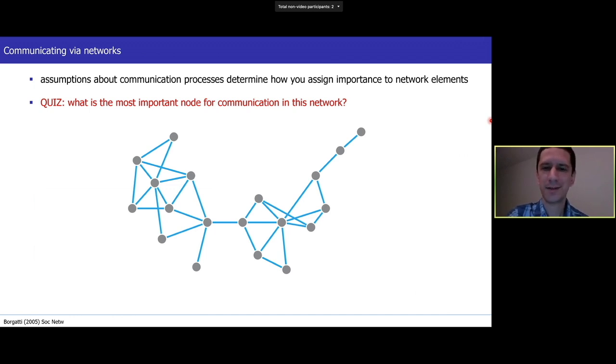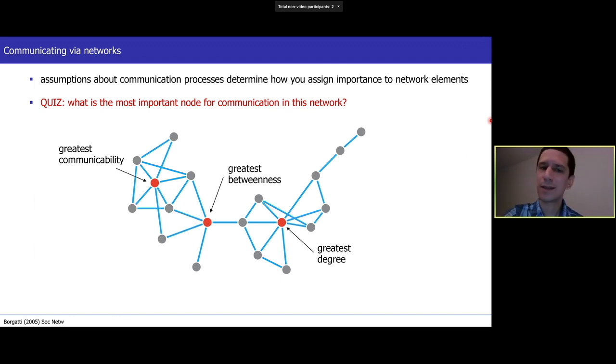What you need to know is how communication takes place on this network, because if you think that communication takes place just by forwarding signals to your closest neighbors, you might want to pick the node with the greatest degree, the one that participates in the greatest number of connections. If you think that communication takes place via shortest paths, then you might want to pick the node that sits on the greatest number of shortest paths, in which case you would pick the node with the greatest betweenness.